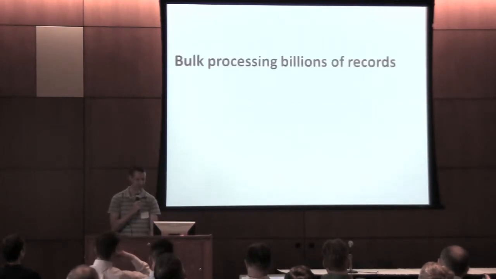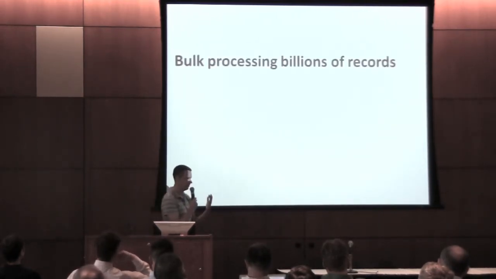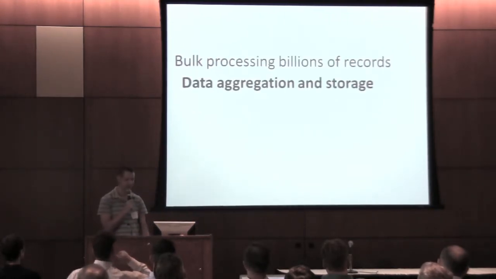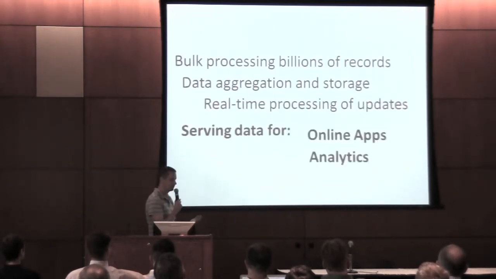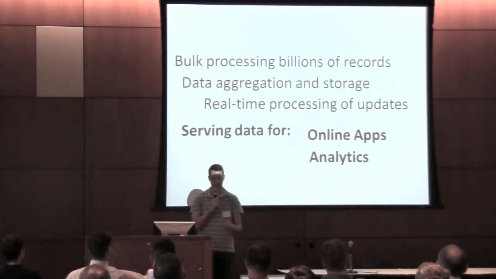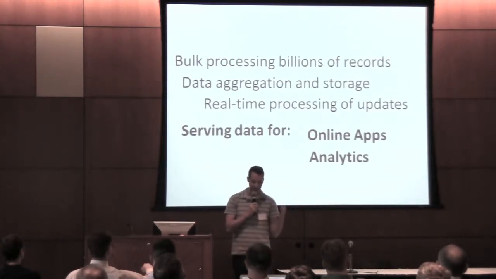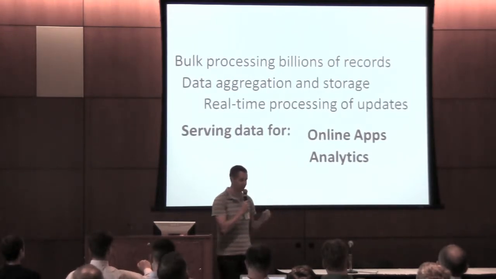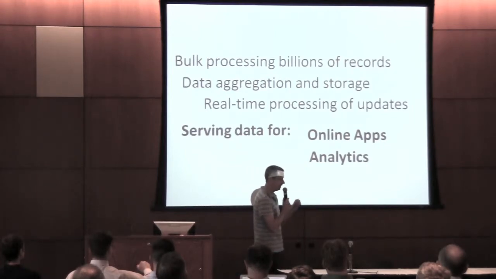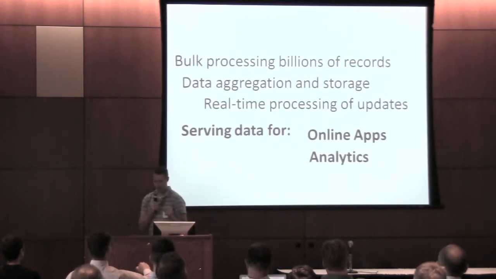So let's look at some ways that we can scale this, and at how we can scale a number of different properties of the system. First, how we can bulk process billions of records, how we can aggregate and store data at that scale, how we can handle real-time processing of updates, and finally, how we can serve that data for online apps and analytics. A lot of this talk is going to be centered around the Hadoop universe, the Hadoop view of the world, but I think we also want to look at this more generically, in that a lot of the properties that make Hadoop scale are the same properties that make really any scalable system scale. So we're going to start with Hadoop, but then we can expand from that.